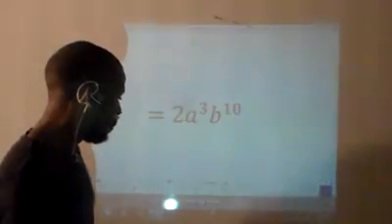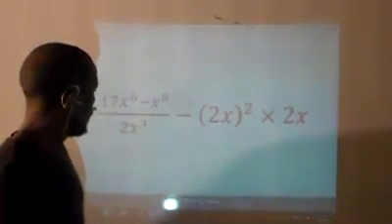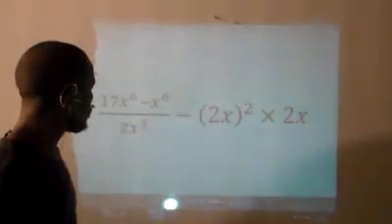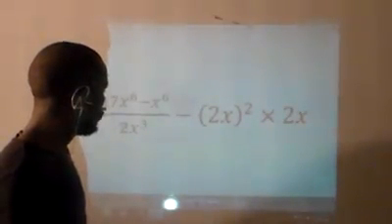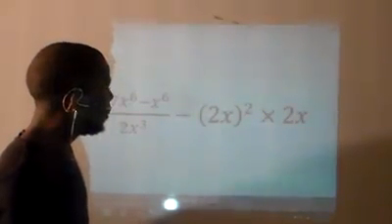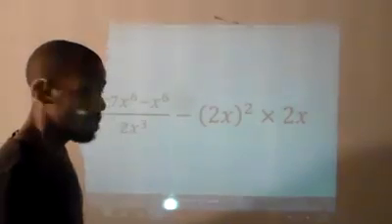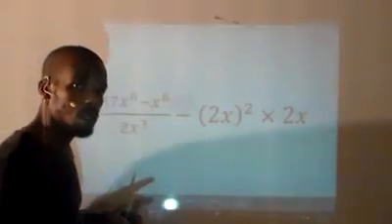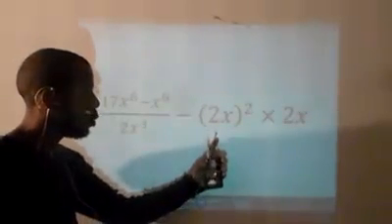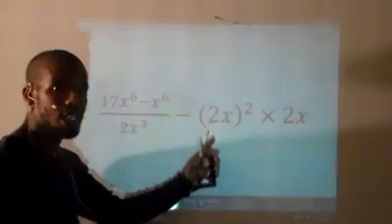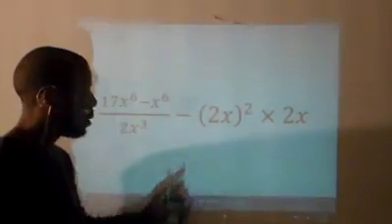Let us take another problem and see what we can do with it. There it is. We have 17x to the power of 6 minus x to the power of 6 divided by 2x cubed minus (2x) bracketed to the power of 2 multiplied by 2x. Same thing here. The first thing that we start with, we deal with the bracket. The bracket says there's a 2x inside there. So we start with the 2x there so that we can know where we are going.